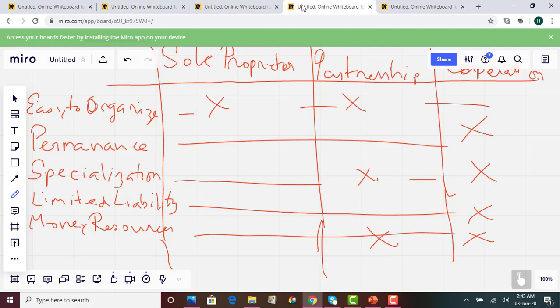Again, partnership has 2 or 3 partners, so there are 3 or 2 sources of money. Corporations, there are thousands of sources. There are so many shareholders. Everyone invests in the market and therefore invests in the corporation. Therefore, the money resources are large.